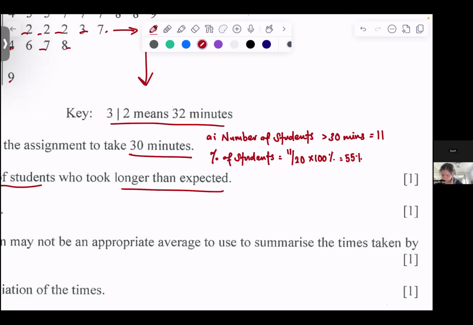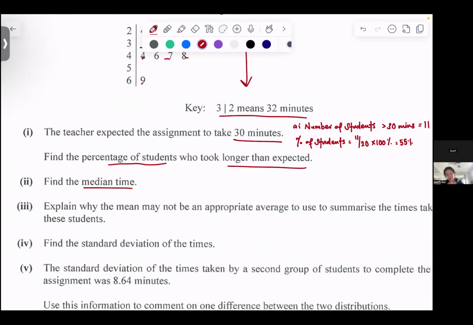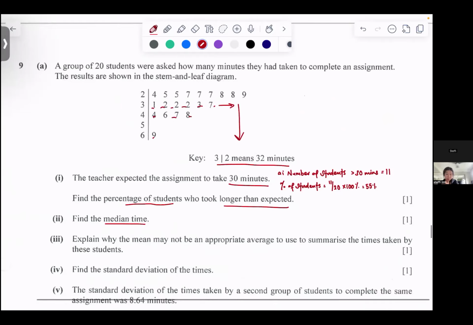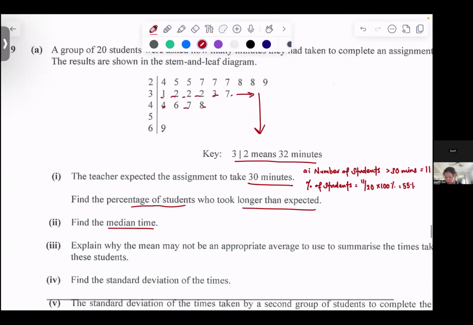Okay, and then find the median time. How do I find the position of the middle? Median is middle, right? So how do I find the position of the middle? I just take the total number, add 1, and divide by 2. That will give me my position. So in this case, let me find the middle student.